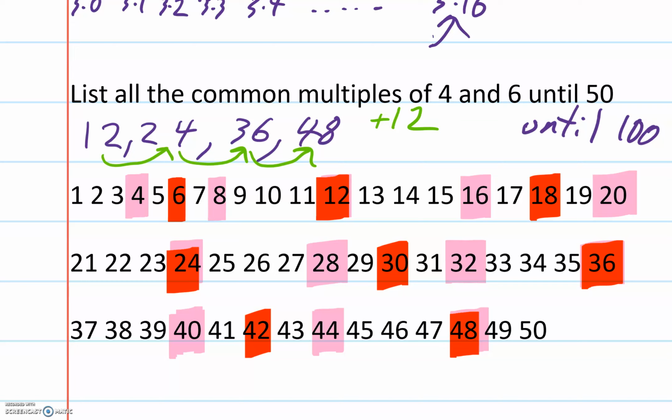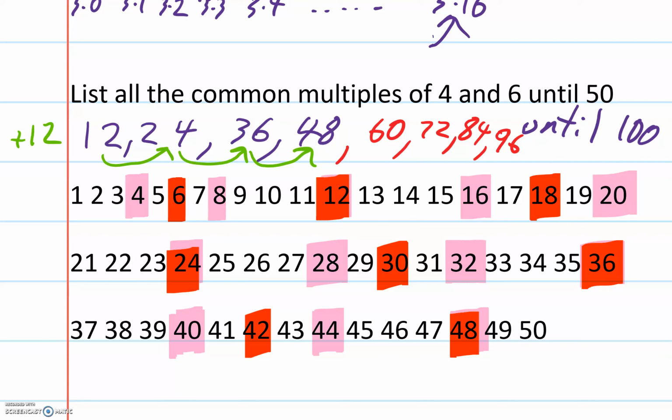So if I wanted to go to 100, keeping in mind that I add by 12, I could continue this pattern just by adding by 12. So 60, 72, 84, 96. And those would be the next four common multiples.